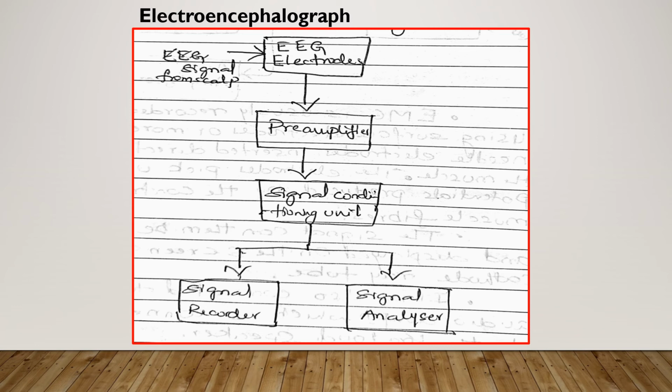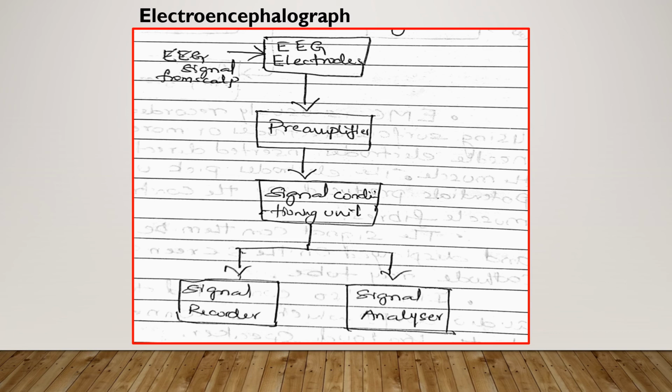Then we will see the electroencephalograph. Basically, the electroencephalograph records the electrical activity of the brain. This is the block diagram of the electroencephalograph. The signal is taken from the scalp and given to the EEG electrodes. Then the signal is given to the preamplifier. Then there is a signal conditioning circuit, and finally the signal is given to the signal recorder and analyzer. The biopotential generated by the brain is picked up by the EEG electrodes.